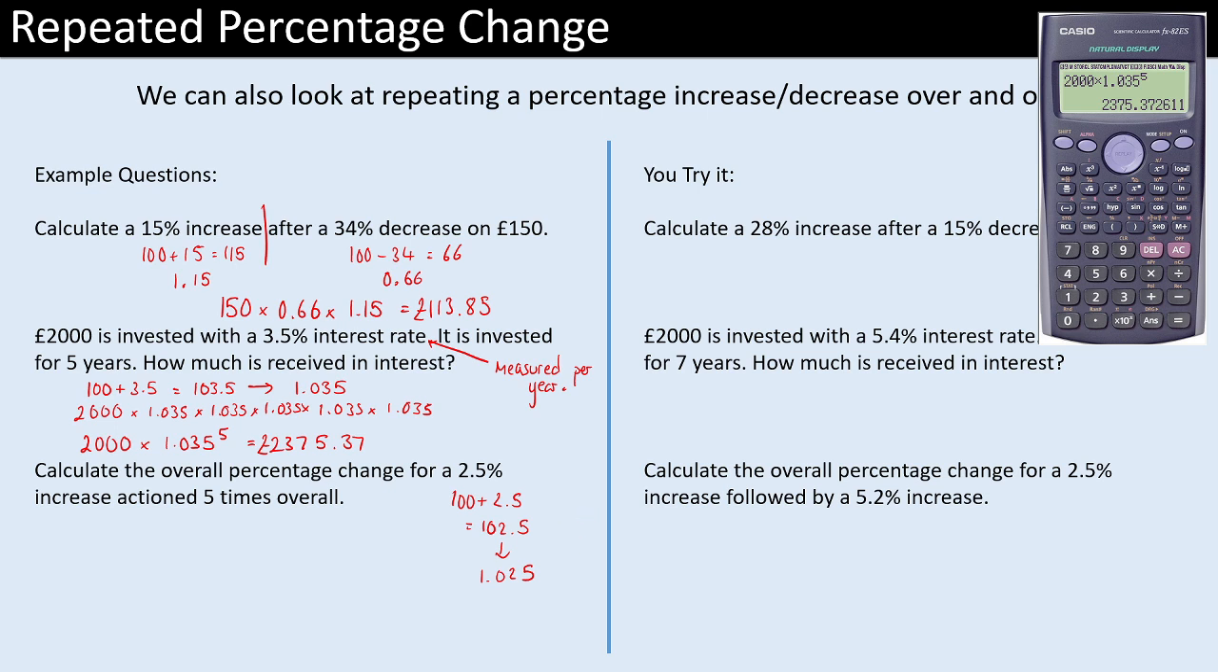This is being actioned 5 times overall. Now, using the idea that we had in our second question, that means we can write 1.025 to the power of 5. This is what we're going to use to find out what our percentage change is going to be. So if I do 1.025 to the power of 5, I get 1.131.